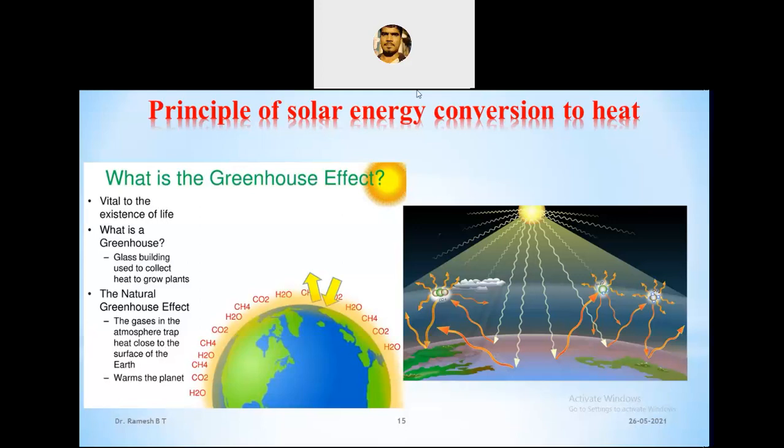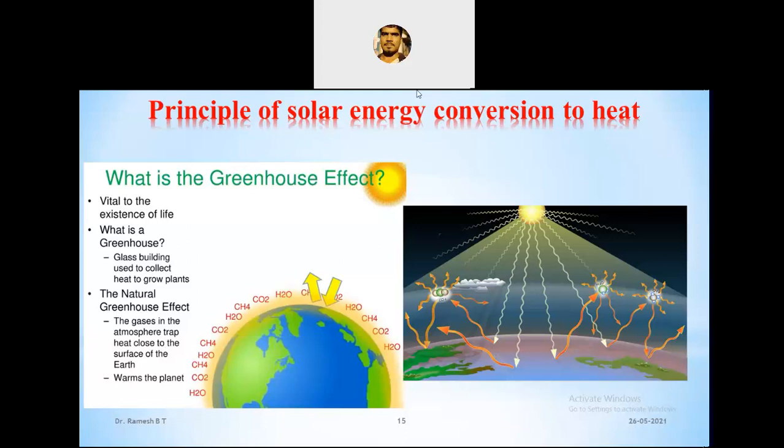You already know what is meant by the greenhouse effect, you studied it in your school days. The greenhouse effect means increasing, or warming, the atmospheric temperature. That is the general definition. The same concept we use here is to convert solar radiation into heat energy.